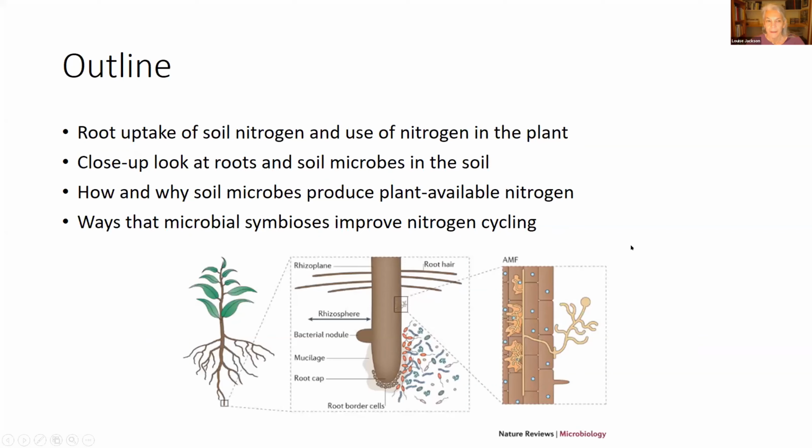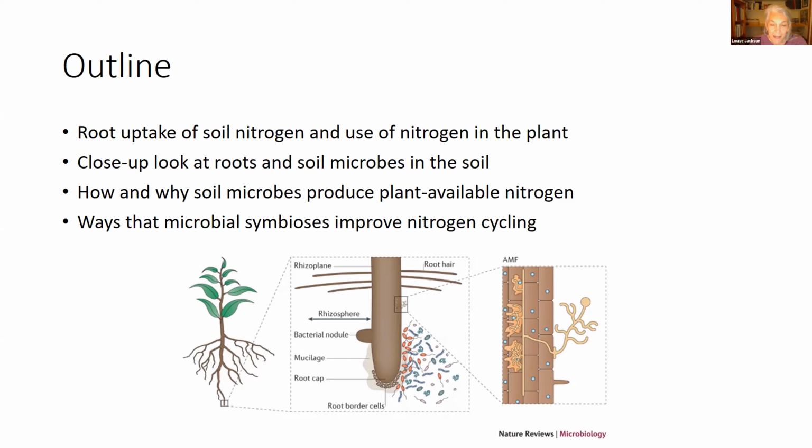Okay, here's my outline. I'm going to be talking about these topics. First, about root uptake of soil nitrogen in vegetables, then a close-up look at roots and soil microbes in the soil, how and why soil microbes produce plant available nitrogen, and then ways that the microbial symbiosis has improved nitrogen cycling. And really, I'm just adding on to what you've heard in these excellent talks by Daniel and Margaret. And I just hope to embellish it a little bit.